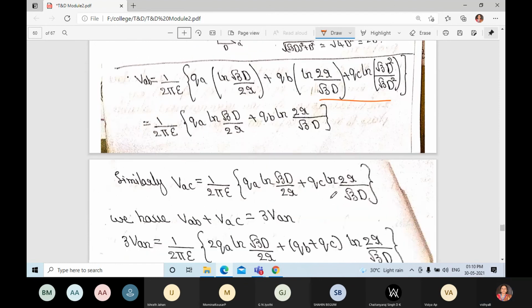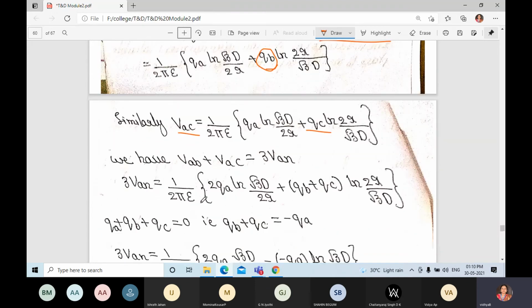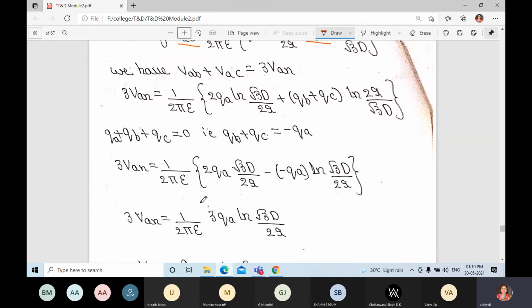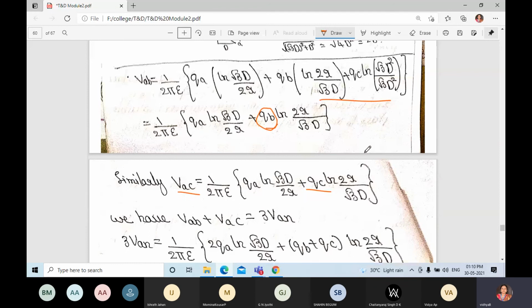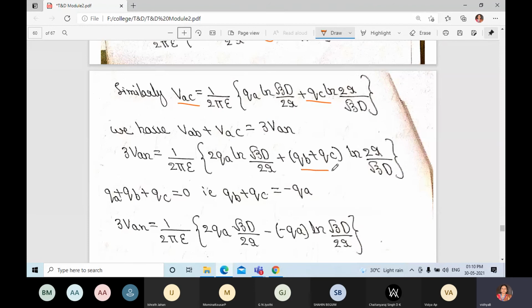That equation can be written similarly for VAC. Just write QC instead of QB. That's the change for VAC. VAB plus VAC is equal to 3 times VAN, and substitute here. VAN: 2 times QA ln square root of 3D divided by 2R, QB plus QC, because here ln 2R by square root of 3D, the square root of 3 into D, is common for VAC and VAB. So they have taken it common, and you'll get QB plus QC.